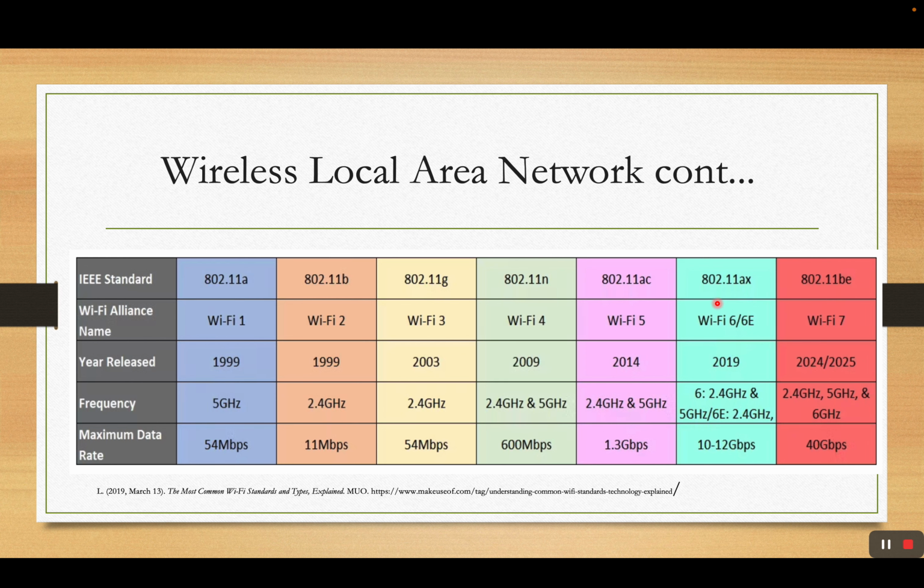Now, with 802.11ax, you will have access to hypothetical network throughput of, as they say here, between 10 to 12 gigabits per second, which is a 30 to 40% improvement over the AC standard. And I'm sure you know that there's Wi-Fi 6 and Wi-Fi 6E, and it supports 6 gigahertz.